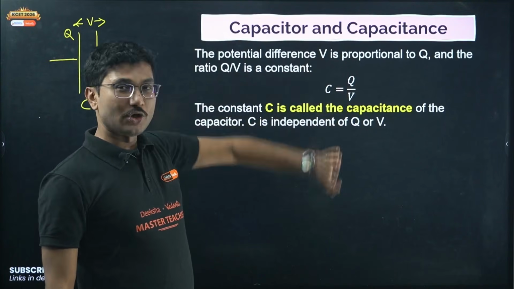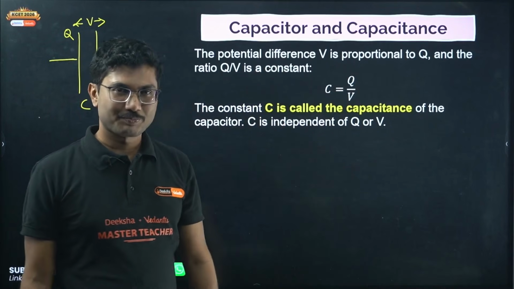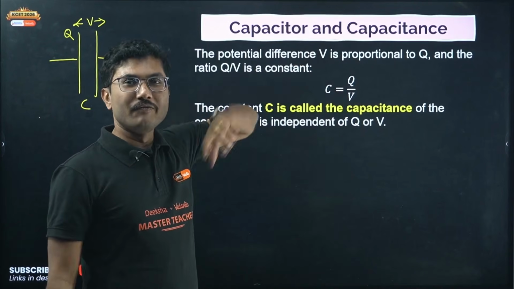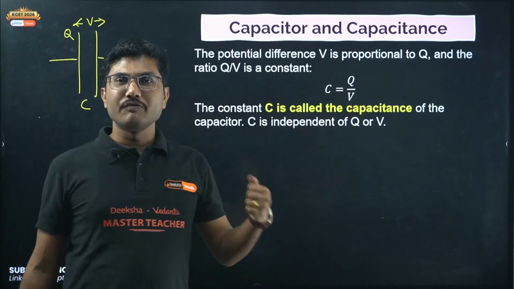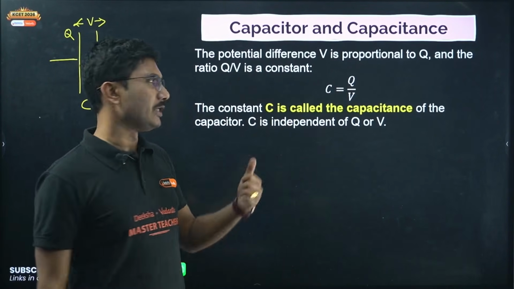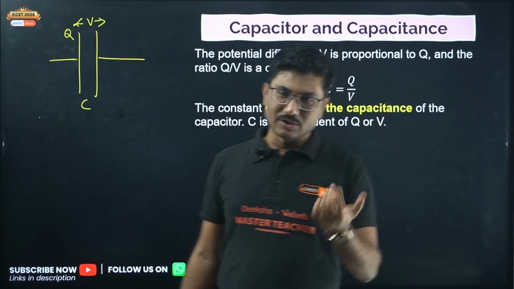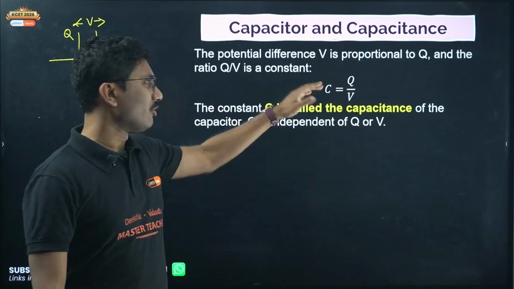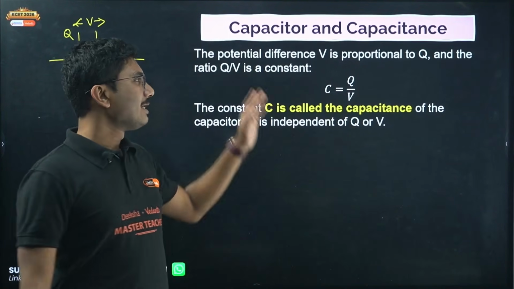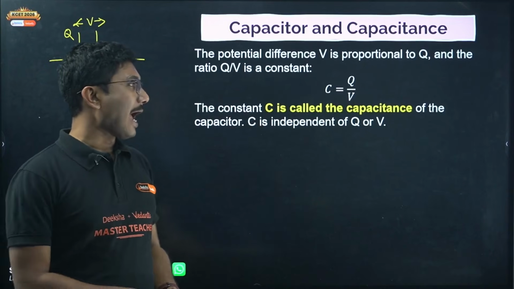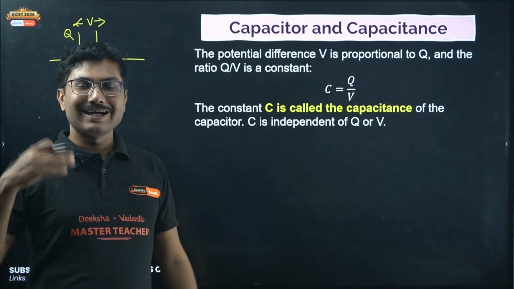Okay, C equals Q by V, perfect, but the ratio of Q by V is constant. So if you increase Q, V will increase proportionally. If you decrease Q, V will decrease proportionally. So C will remain constant, unless Q is 0. This formula is not valid when Q is 0. Otherwise, for any other case, C equals Q by V, and C is independent of Q and V because Q and V are related to each other.